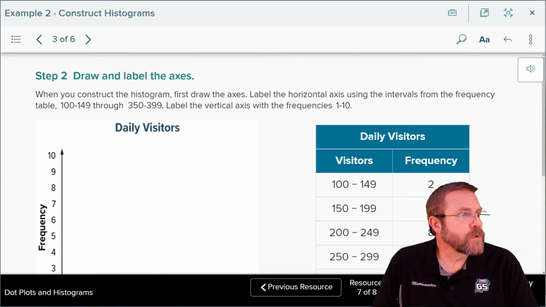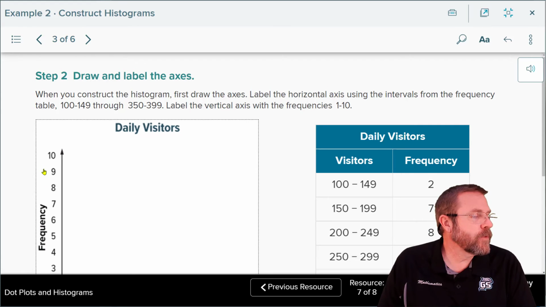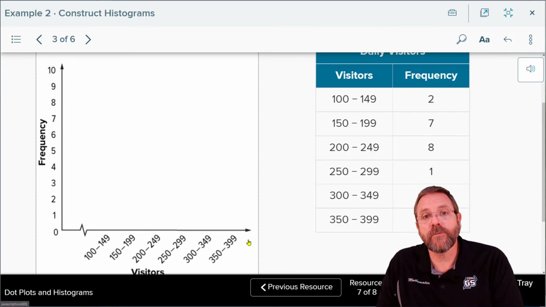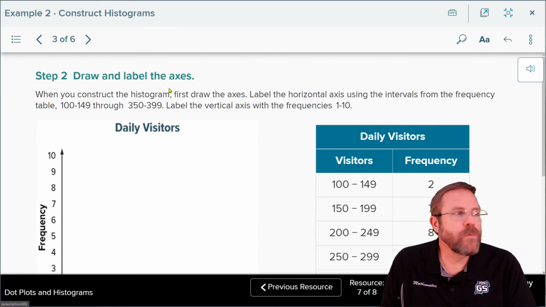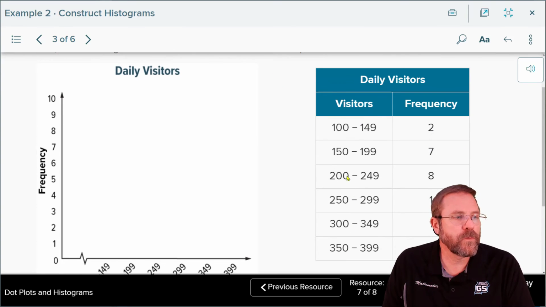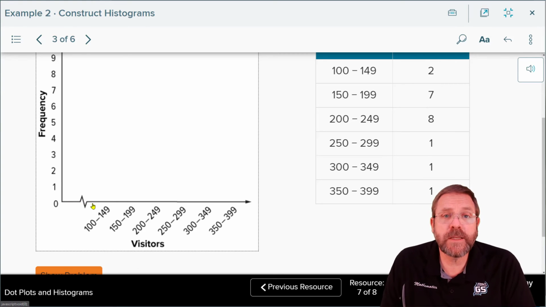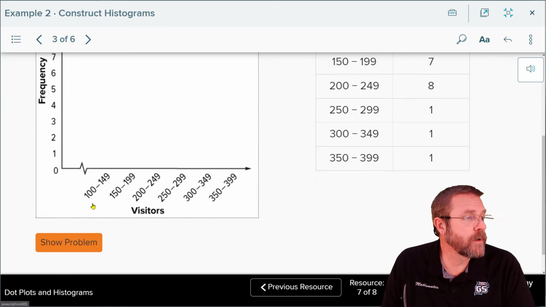Now, when you construct a bar graph, we need to first draw the axis that we have. So we have the vertical axis, which is going to be the frequency, the number of days that this occurred, and the horizontal axis is going to be the category for the number of visitors. Now our data only goes from 100 through 399 because that's the table categories that are listed here. And so you have a little break right here on the horizontal axis of your bar graph because from 0 to 100, we just don't care. There were no days that had 0 to 100 visitors attend.